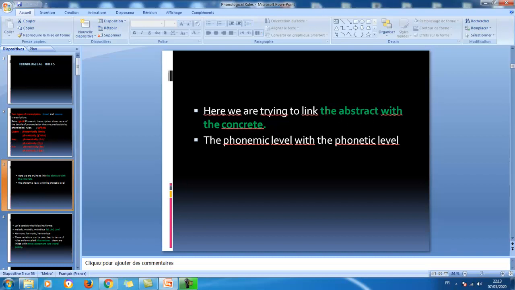So here, through this distinction between the phonetic and the phonemic, we are trying to show the relationship between the abstract and the concrete. So the phonemic level is the abstract, the phonetic level is the concrete.